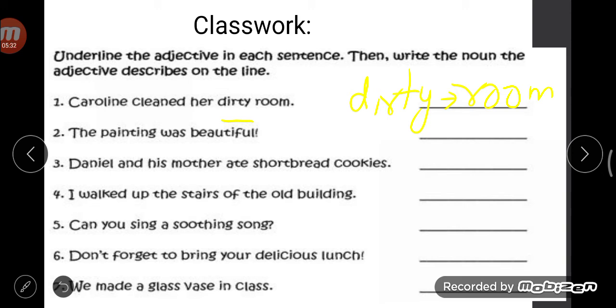Likewise, you will do all the examples in your notebook. I will give you 5 minutes to complete this task. Then after this, we will move on to the next slide. I hope you have done this work in your language notebook. Let's move to the next slide.